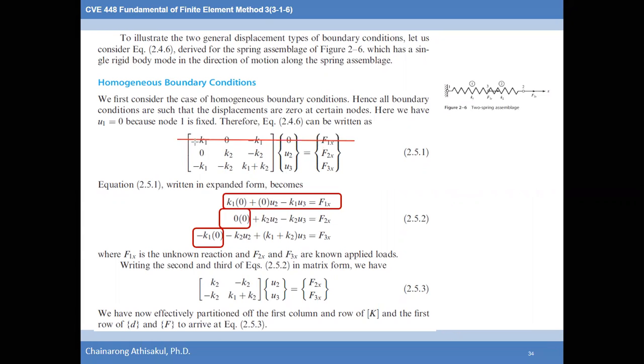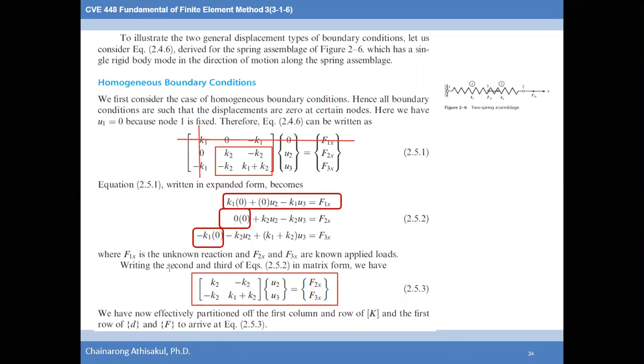And also we can eliminate the first column because u1 is equal to 0, when we multiply this matrix to this. So we have the element of the matrix just only this, that gives us the equation. So after we apply the boundary condition, we will get the equation like this.